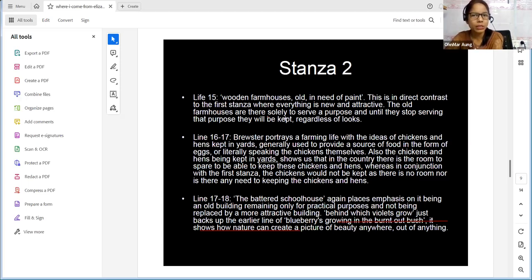The old farmhouses are there solely, it means just alone, to serve a purpose, and until they stop serving that purpose, they will be kept. So although farmhouses are small and old, they could serve the people. You don't need to take into account the looks. Looks means it is old, it needs paint. So you cannot take into account the old looks, they could do their work. So according to line number 15, it is about wooden farmhouses. You could see the contrast between the buildings in the countryside and the city.